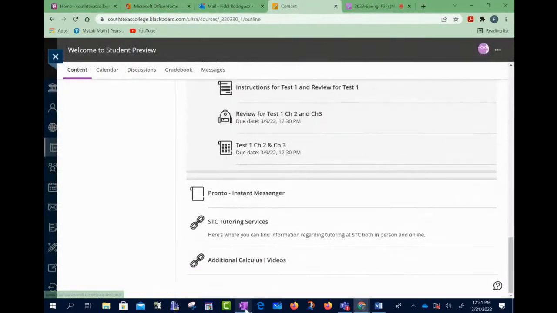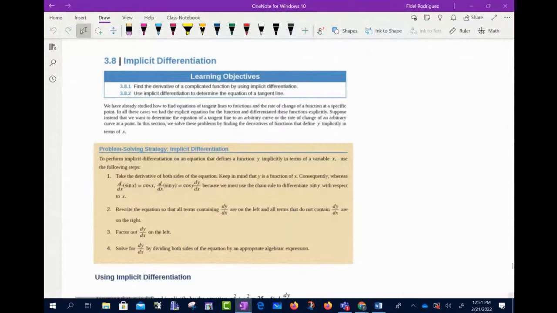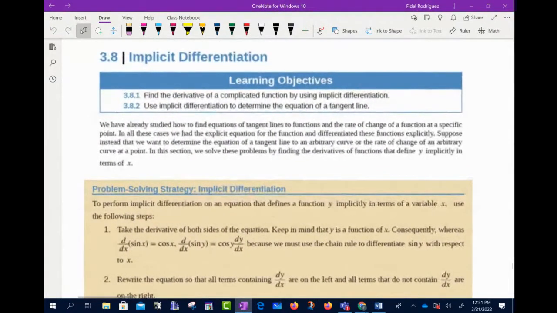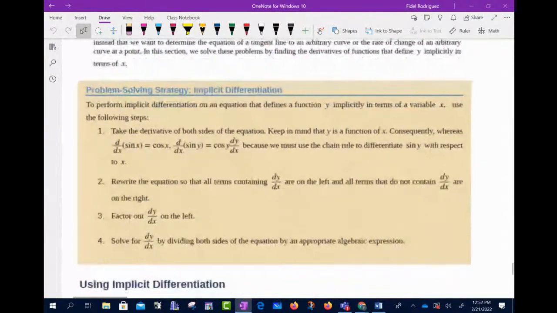All right, so I already did a whole lot of talking, but let me get down to business. 3.8, y'all, is implicit differentiation, okay? Implicit differentiation is what we use when we have an equation that we cannot solve explicitly for y, meaning we cannot write the equation in the form y equals something. We can't solve the equation for y, but we can still find the derivative. It's just going to take us a little bit of time to do this, okay? So there is a process for how we do this.